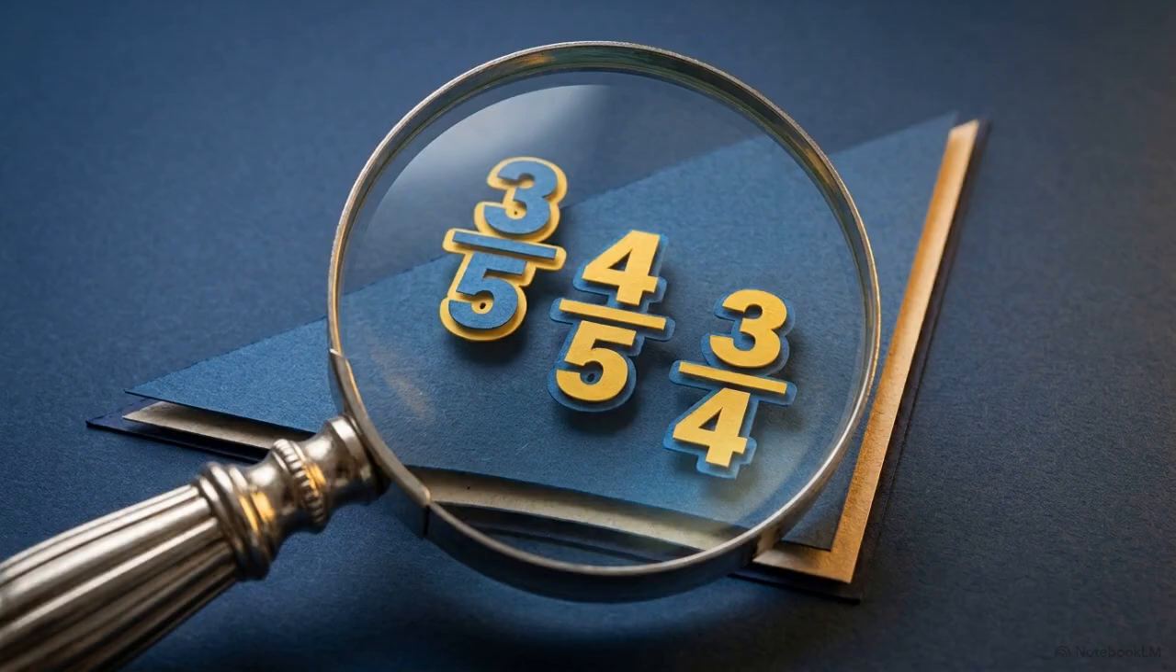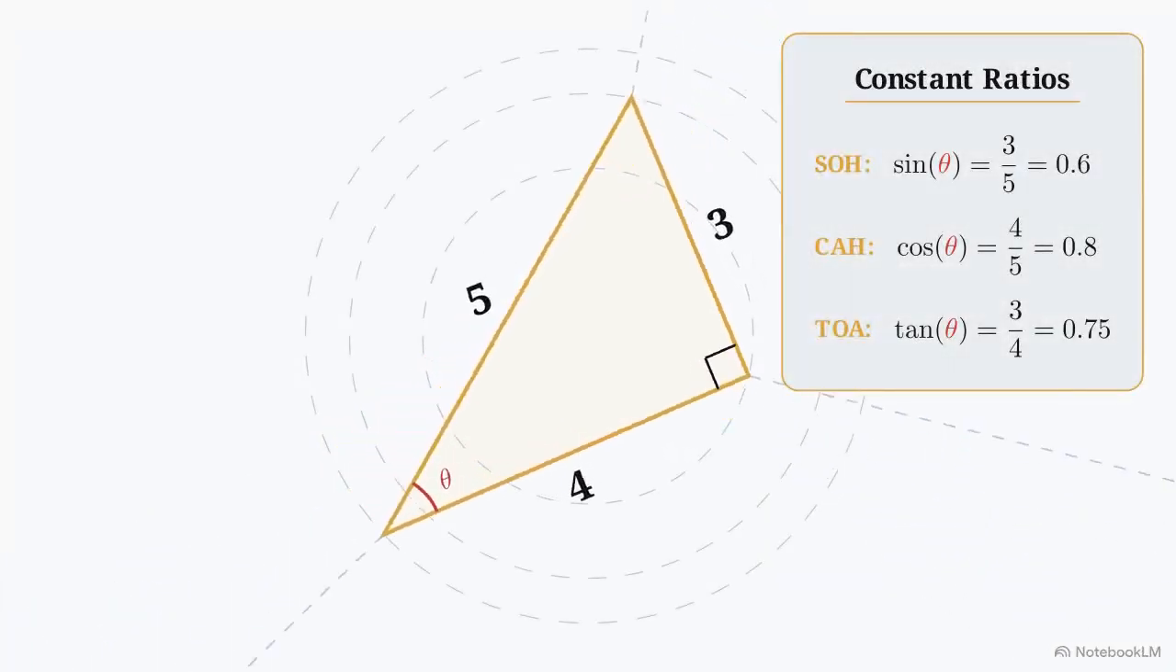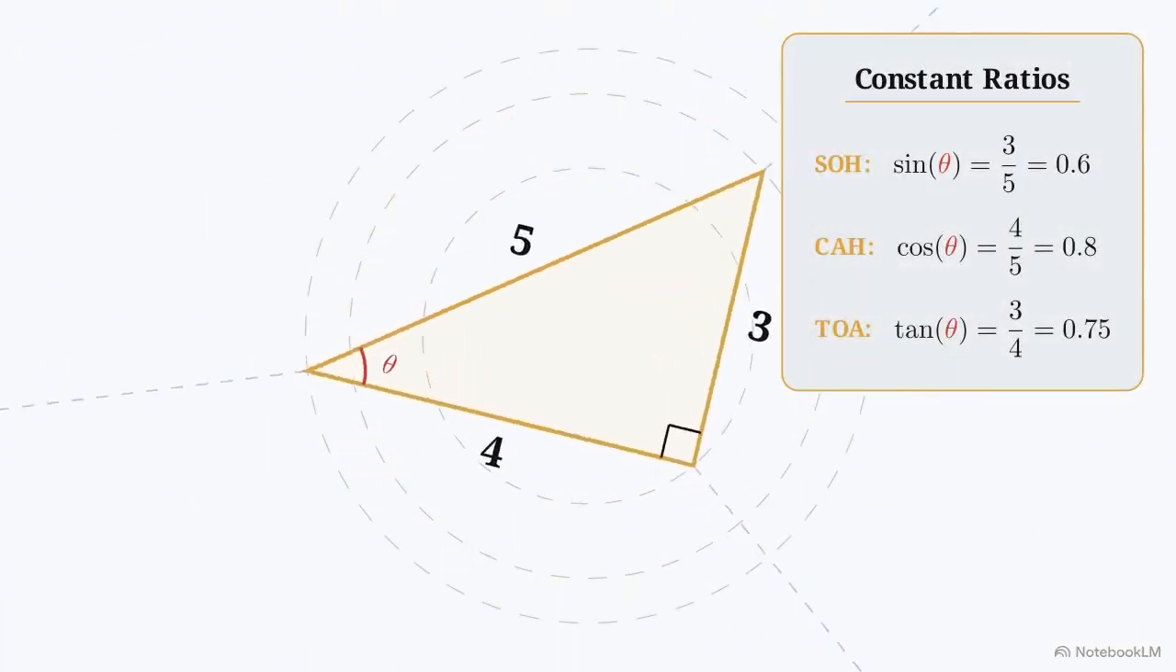These three ratios are the core functions of trigonometry. They are simply different ways of looking at the relationship between the sides of a triangle.